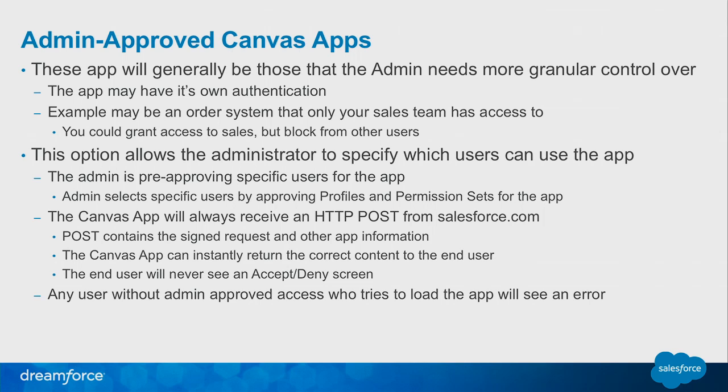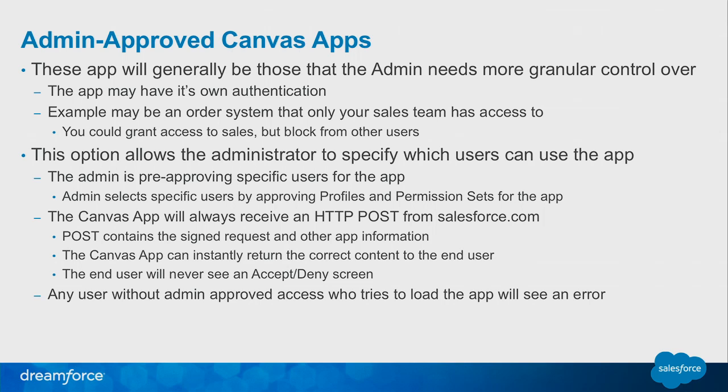If they're not, we immediately fail. We throw them an error saying, you don't have access to this, contact your system administrator. If they do have access, what we do is we say, okay, the admin has granted them access. Let's go ahead and generate the OAuth token and the signed request to send to that Canvas app.